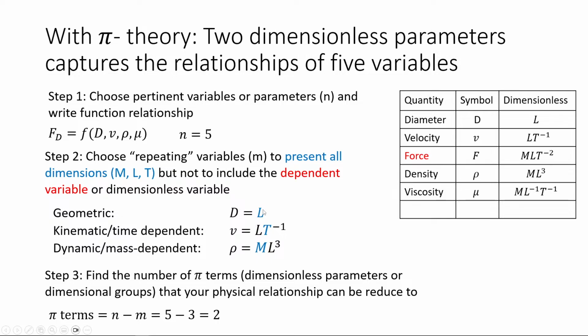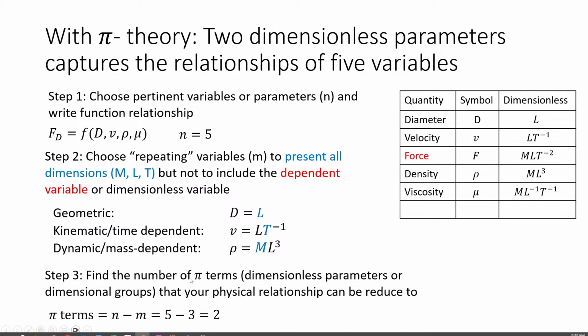So you should include something that represents length. Obviously, that would be the diameter, for example. Something that's time dependent, and that would be velocity. And something that's mass dependent, and that would be, for example, the rho. In a minute I will show you why these are called the repeating variables. So you choose your repeating variables. Here these are your quantities, this is the symbol, these are the dimensions: diameter, velocity, force, density, viscosity.